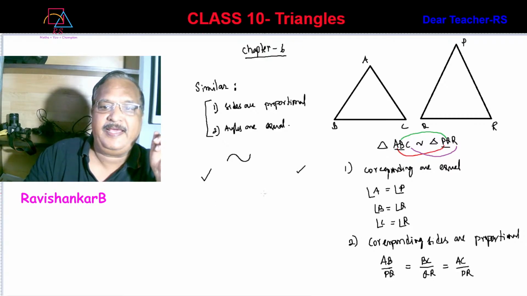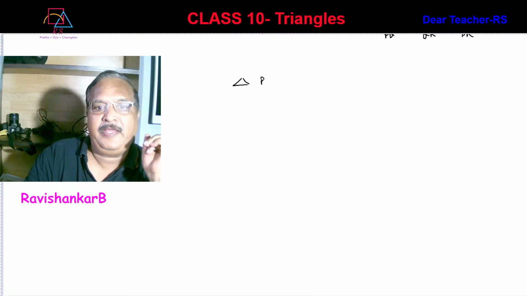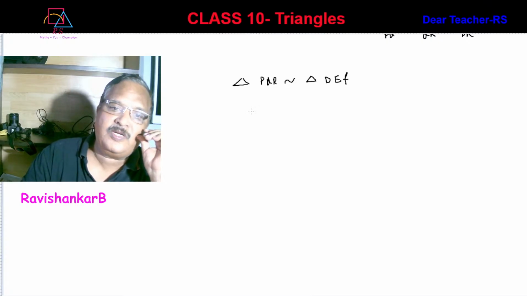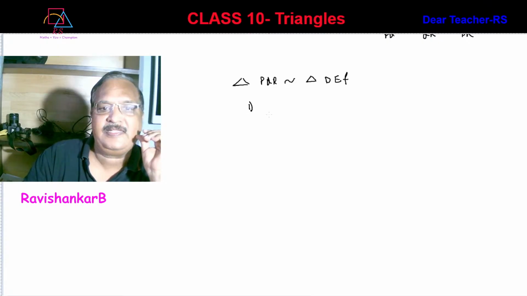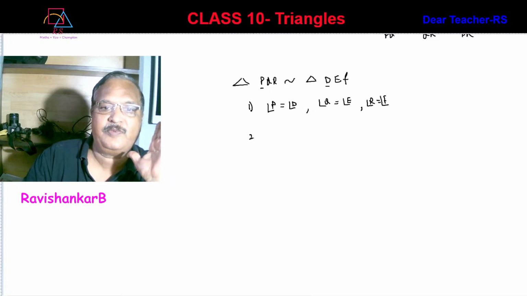Without drawing the diagrams, I will just give you one more example. Let us say triangle PQR is similar to triangle DEF. It is given. Then what are the corresponding angles? First one, corresponding angles are equal. P is corresponding to D, first letter. So angle P is equal to angle D. And what is the second? Angle Q is equal to angle E. And angle R is equal to angle F.